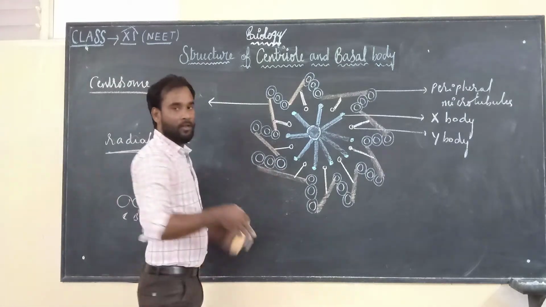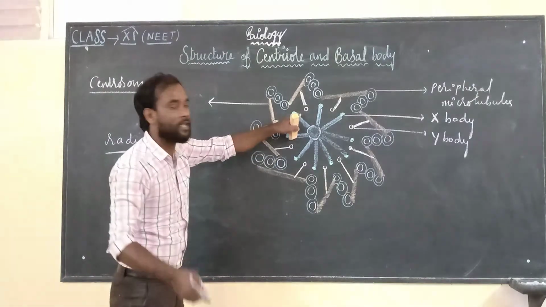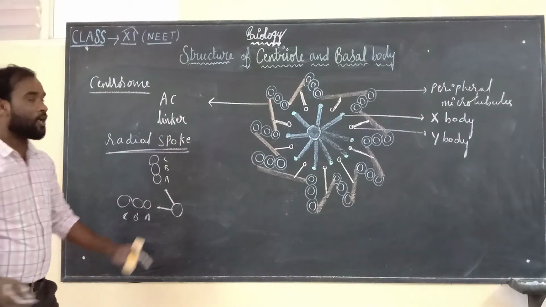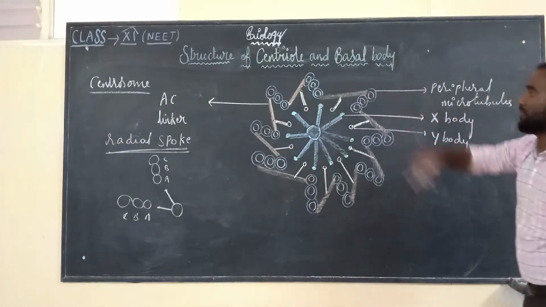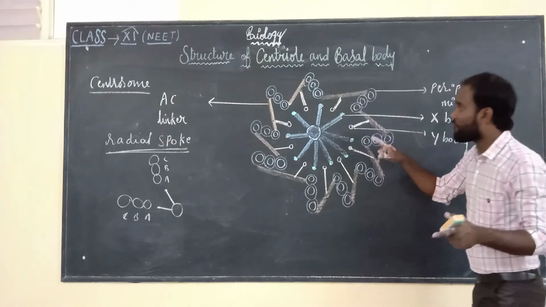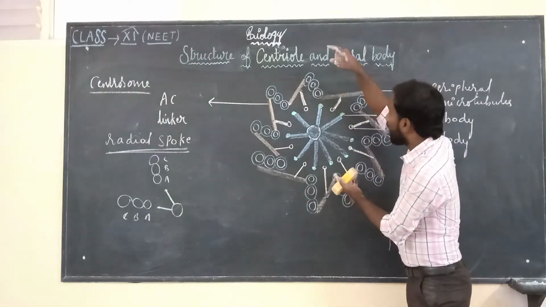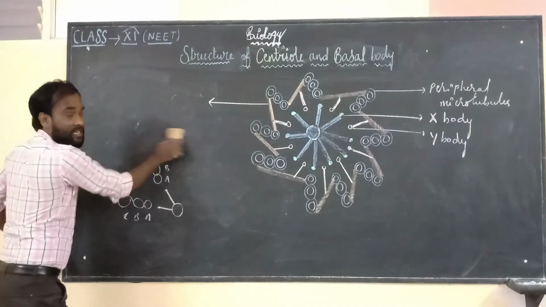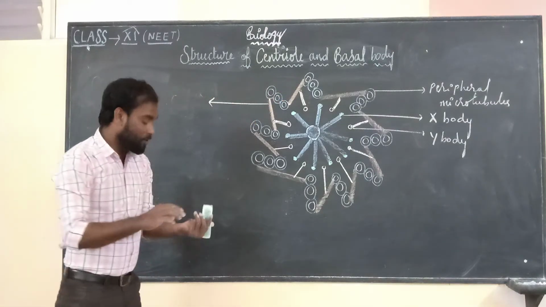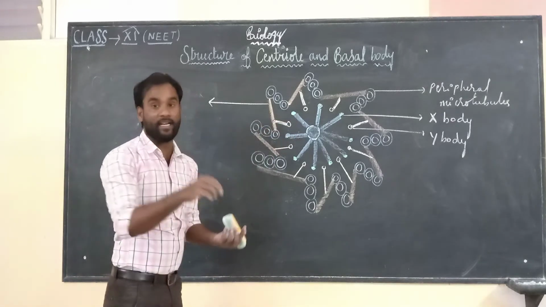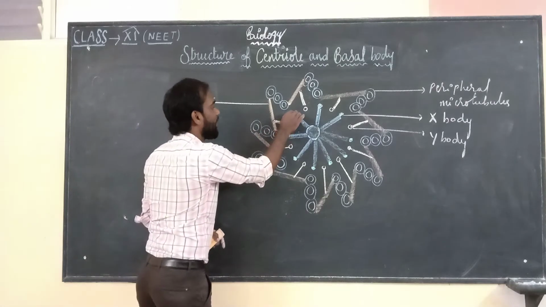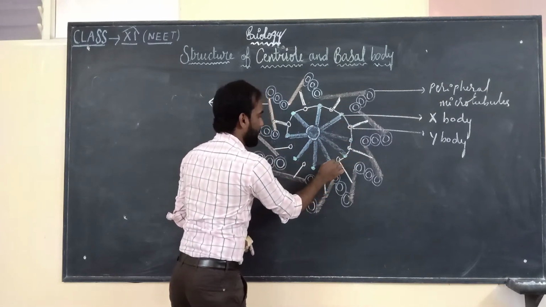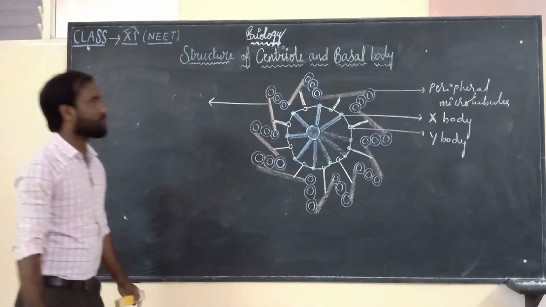How many radial spokes are present? How many X bodies are present? Those many radial spokes. How many X bodies? 9 X bodies. So 1, 2, 3, 4, 5, 6, 7, 8, 9 radial spokes are present. Okay? So this is the overall structure of a centriole. This structure is similar for basal body also. And remember students, X body and Y body are also connected with each other like this.